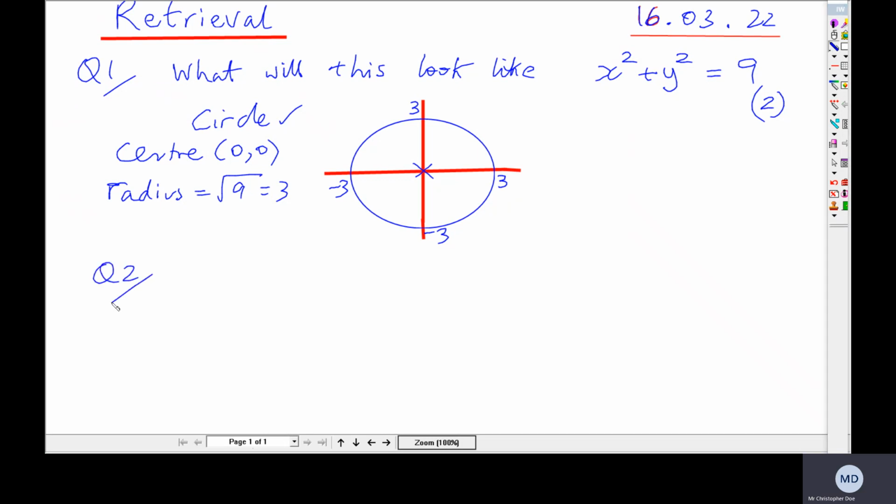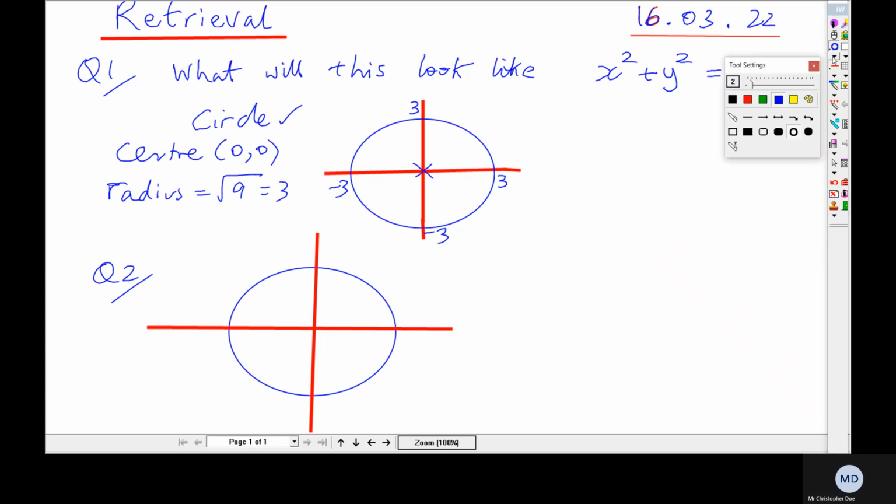Question 2. So here goes my circle. I'm going to draw the circle first and it just makes things a little bit easier for me. There we go. All right, and then put the axes on. So what is the equation of this circle, please?